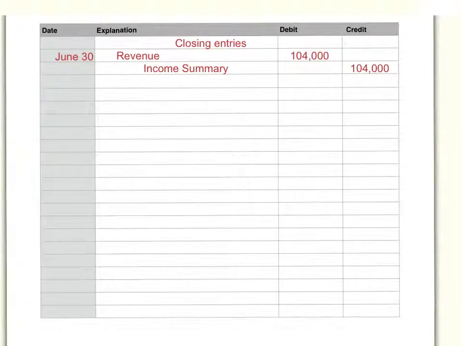The first closing entry then, June 30th, I want to close the revenue account. It has a credit balance, so I debit it $104,000, and I create a new account called Income Summary. This is a T account which I'm going to summarize the closing entries, and because I debited revenue, I credit Income Summary 104.